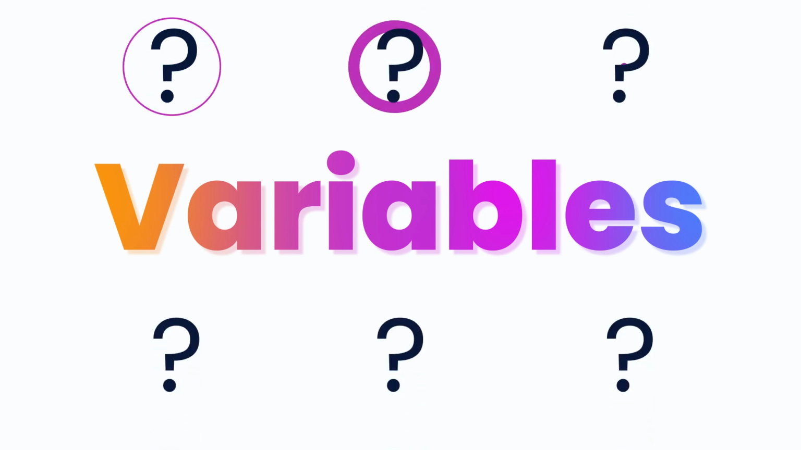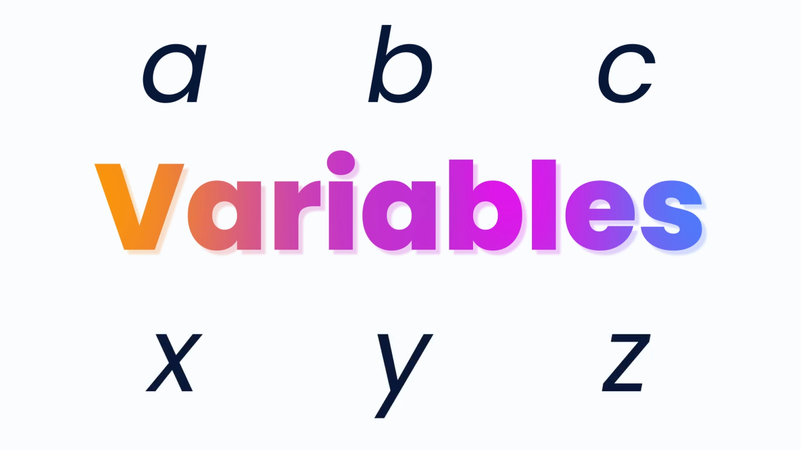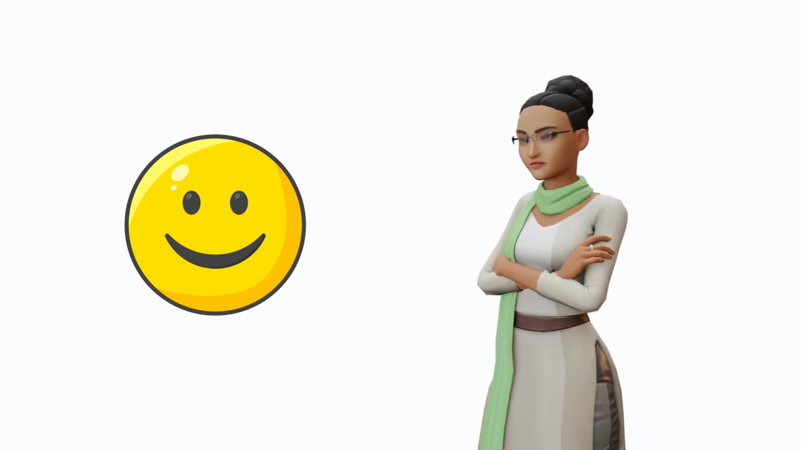A variable is often symbolized as a letter from the alphabet. You typically choose the letters A, B, or C, or X, Y, or Z. You can use any kind of symbol to represent a variable. For example, a smiley emoji. However, your teacher might not appreciate this.